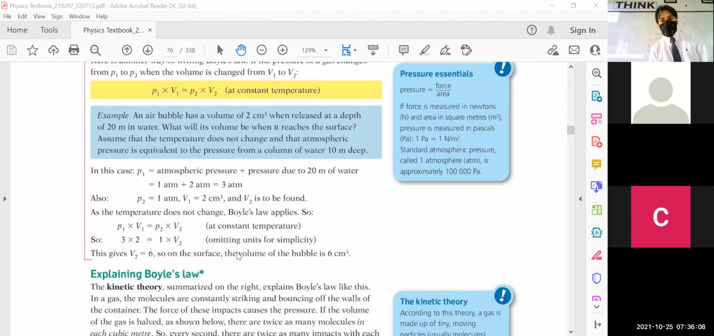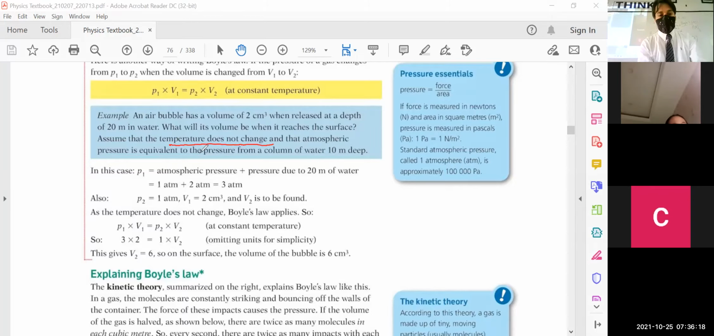If the temperature doesn't change, it means you have to use the Boyle's law equation. Atmospheric pressure is equivalent to the pressure from a column of water 10 meter deep. Please remember all these values. We have an air bubble with a volume of 2 cubic centimeter when released at a depth of 20 meter in water.